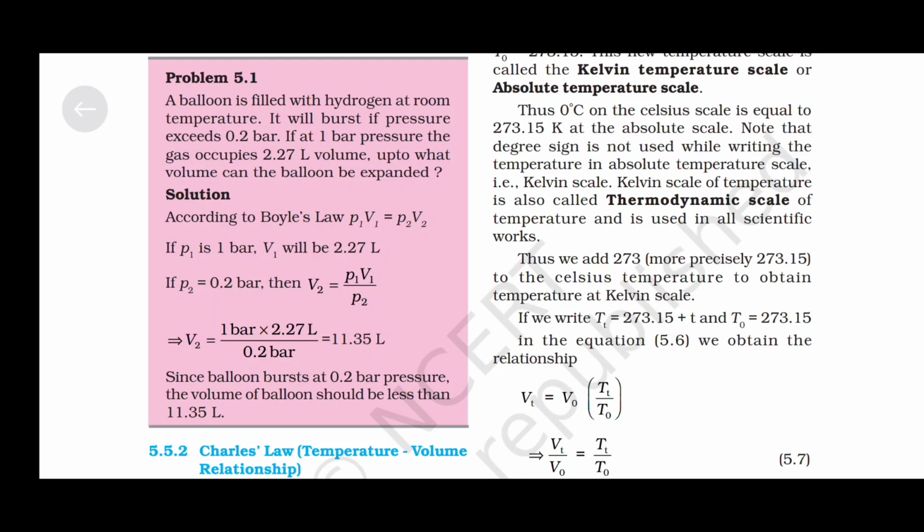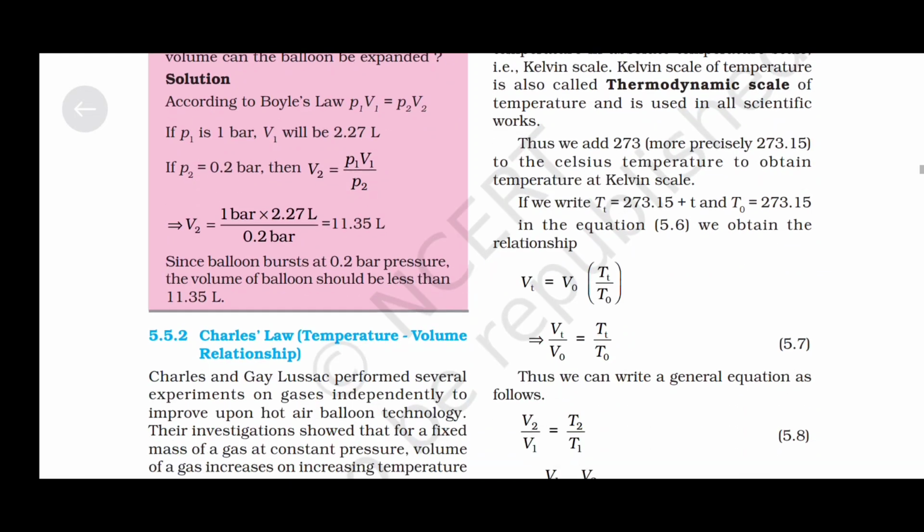Note that the degree sign is not used while writing the temperature on the absolute temperature scale. The Kelvin scale of temperature is also called the thermodynamic scale of temperature and is used in all scientific work. Thus, we add 273, more precisely 273.15, to the Celsius temperature to obtain the temperature on the Kelvin scale. Thus, if we write T is equal to 273.15 plus t and T0 is equal to 273.15 in the equation, you get the relationship.